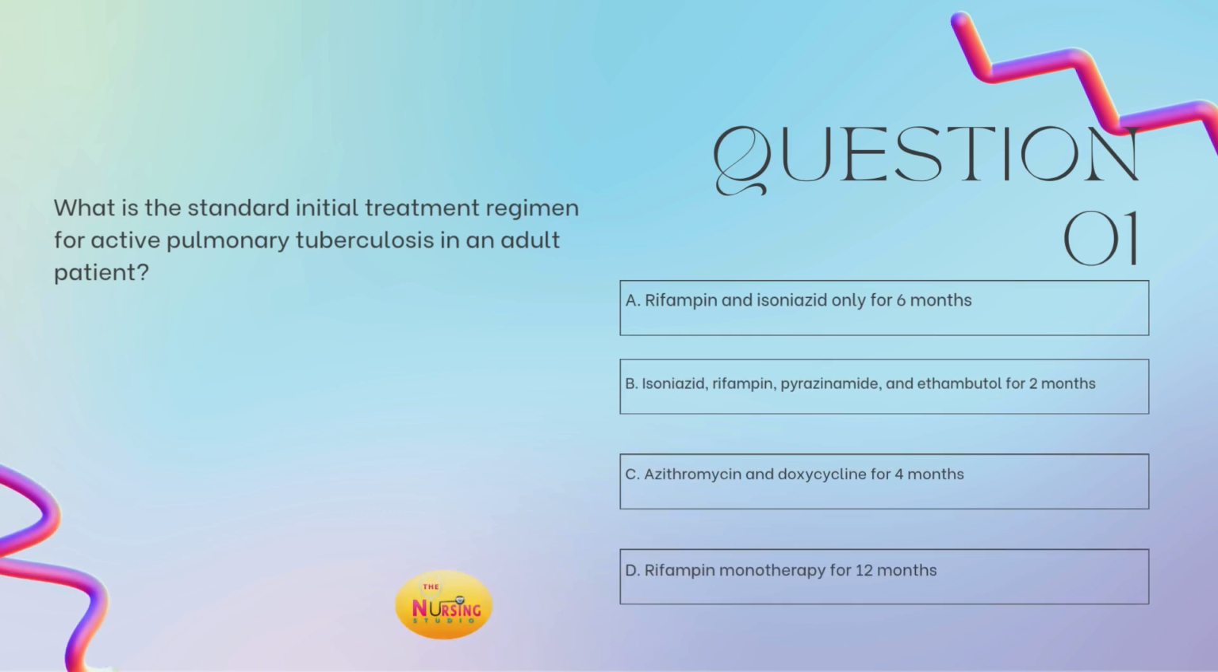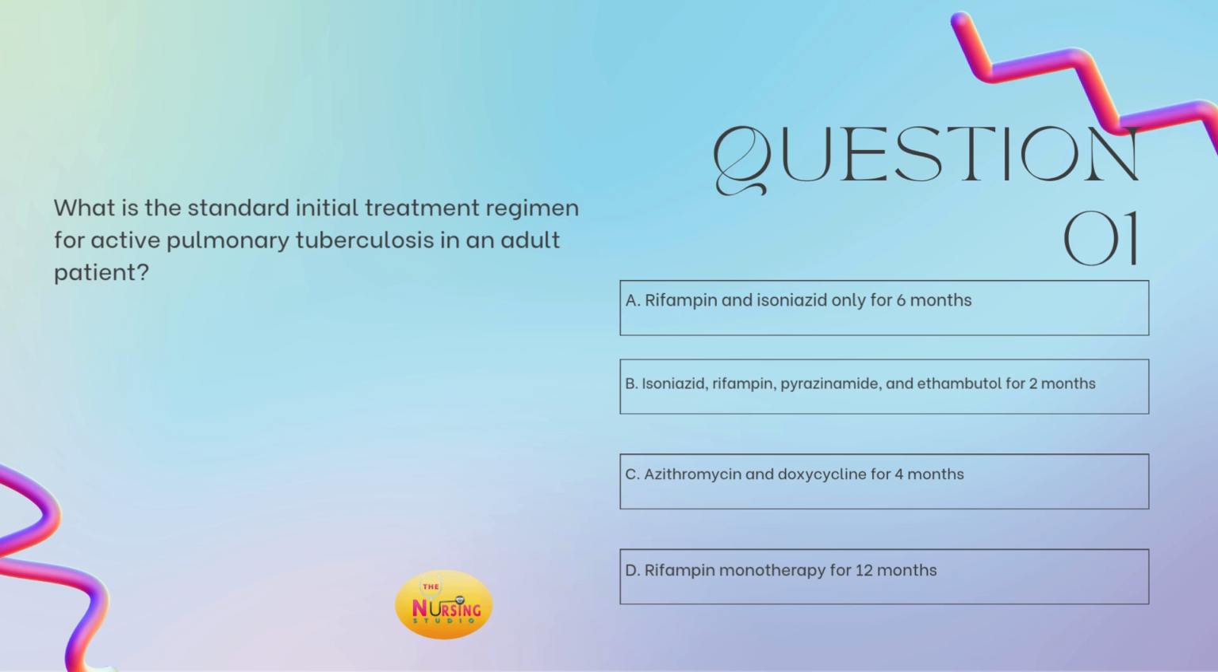Question number 1 states, what is the standard initial treatment regimen for active pulmonary tuberculosis in an adult patient? Is it A, rifampin and INH only for 6 months? Is it B, INH, rifampin, pyrazinamide, and ethambutol for 2 months? Is it C, azithromycin and doxy for 4 months? Or is it D, rifampin monotherapy for 12 months? Take a moment and tell me what you got.